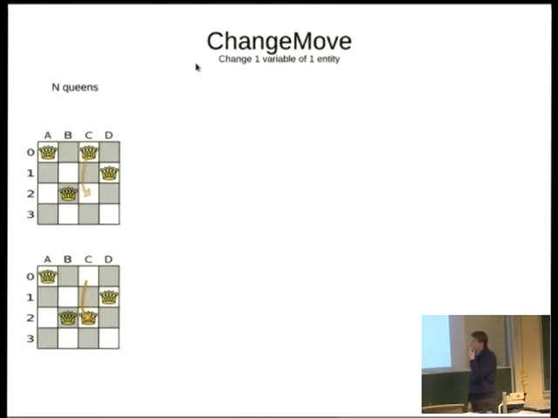Okay. How do you get to a different solution? Well, you basically do a change. There are many different ways of doing a change, but the most simple way of doing a change is take one queen and move it to another position. So if you're in course scheduling, you take one lecture and you move it to another room, or to another room at another period, and so on.